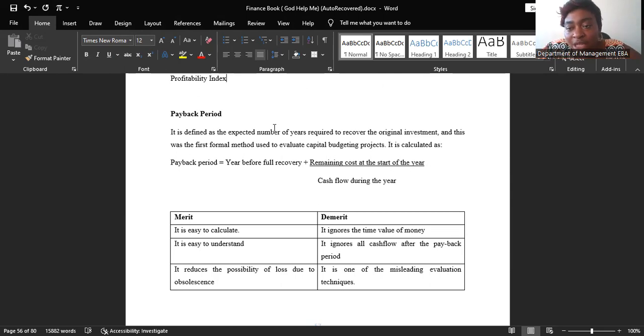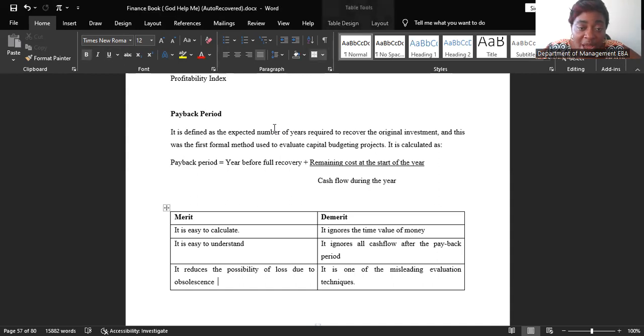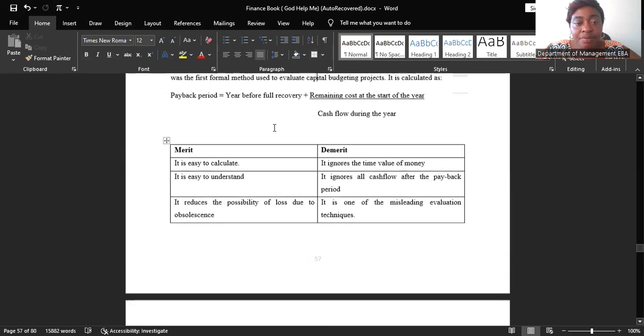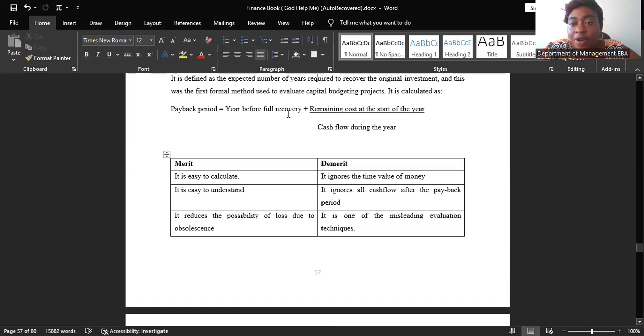So, how long will it take us to recover our capital? The shorter the period it takes us to recover our capital, the better the investment. That is the project we choose. If this project is going to recover the capital we invested earlier, then that's the best project we should go in for. Now we have the advantages and disadvantages. Let's look at the formula. So this is the formula: year before full recovery, plus the amount for full recovery, then the remaining cost at the start of the year over the cash flow during the year.